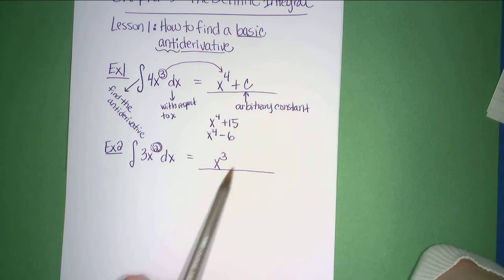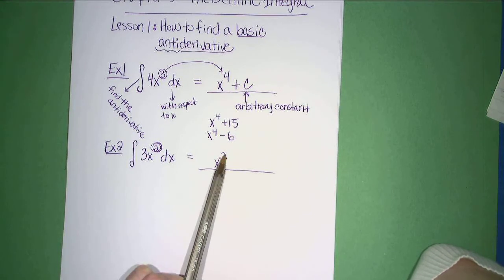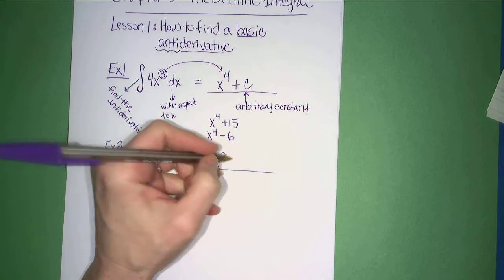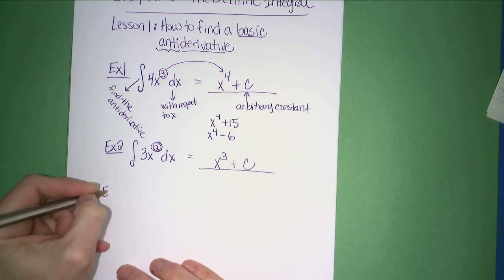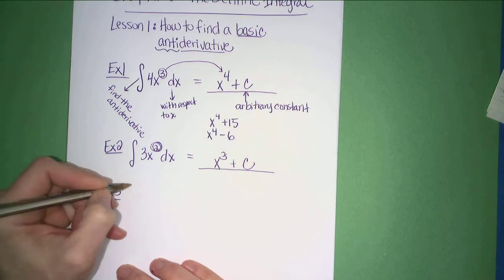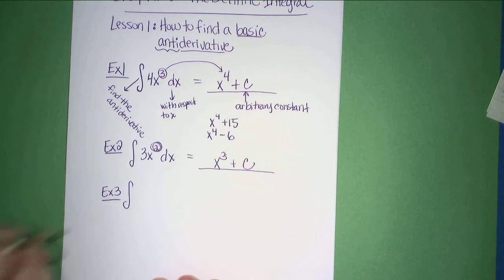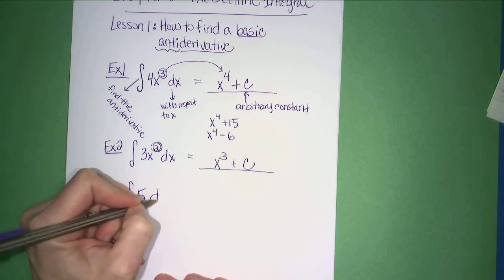And if I take the derivative of x to the third, indeed, by the power rule, I get 3x to the second. So there it is. Add the constant c on the back. Okay, let's try another one. Example 3. How about the antiderivative of 5 with respect to x?